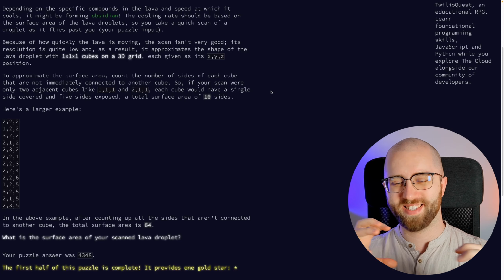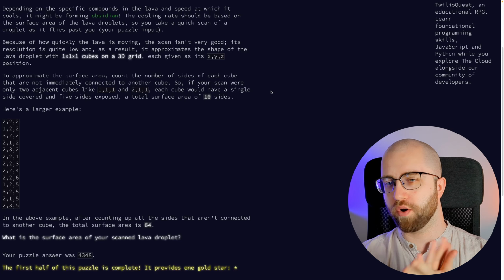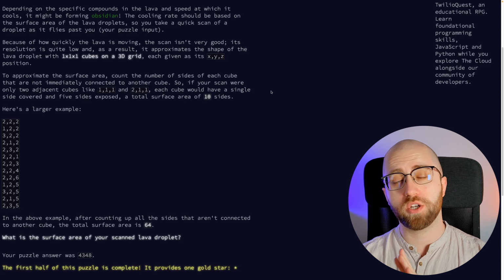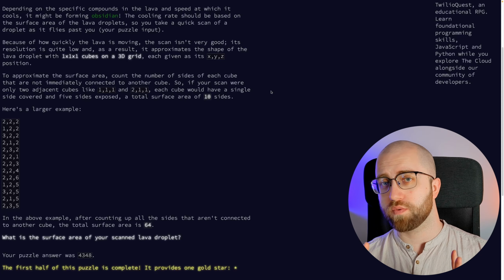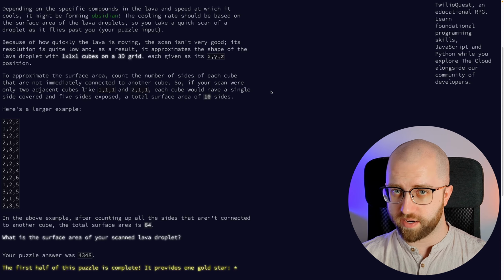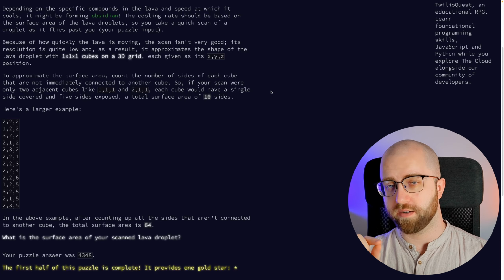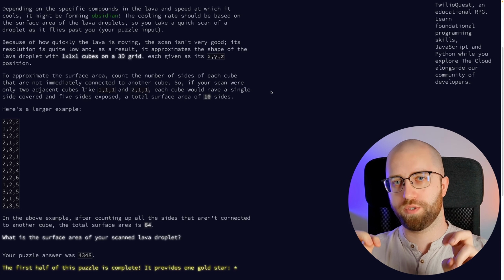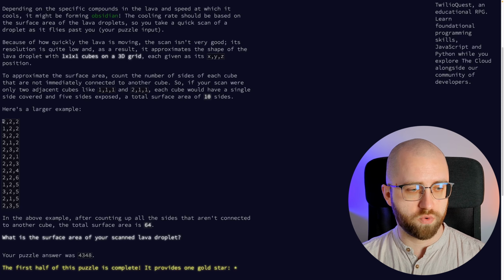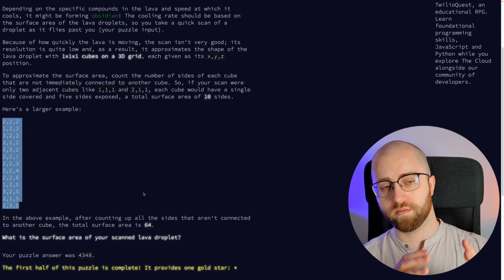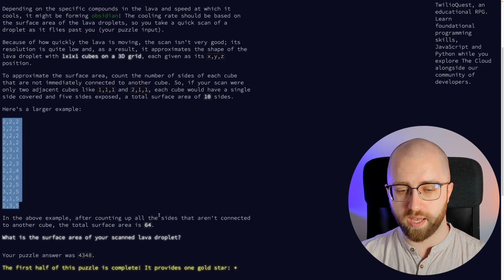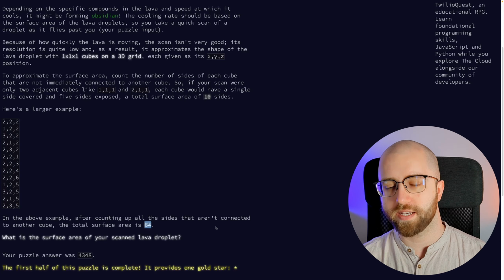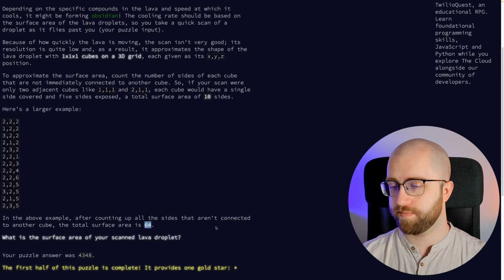Whenever the cubes touch each other, they block one of the sides, actually from both of those. So when we calculate the surface area, we are calculating the sides that are exposed to the world. So for this example and those cubes, we have 64 sides exposed and visible.